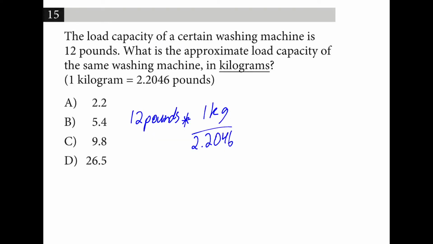So if I take 12 pounds times 1 kilogram per 2.2046 pounds, I get 5.44, or B.